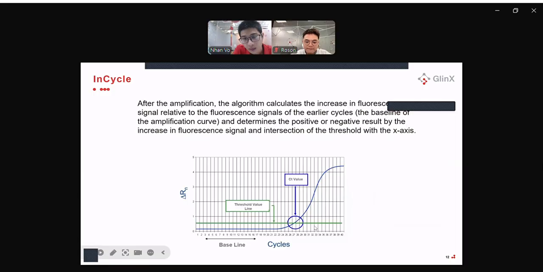The inside machine reads the result by the intersection of the threshold value line and the amplification curve. At this intersection, the inside machine finds the fluorescent signal of the amplification.